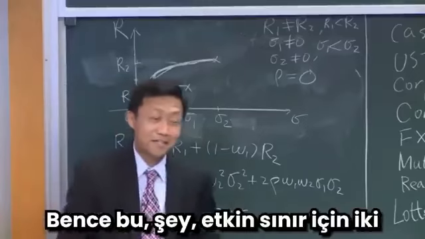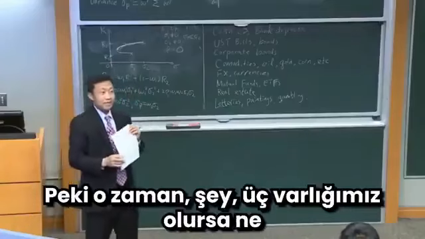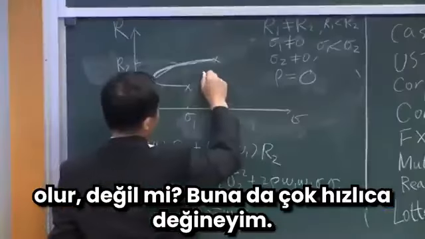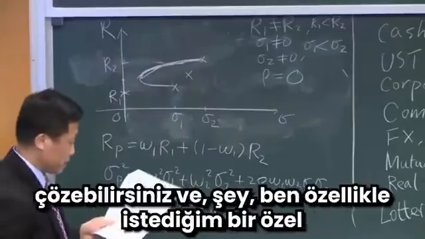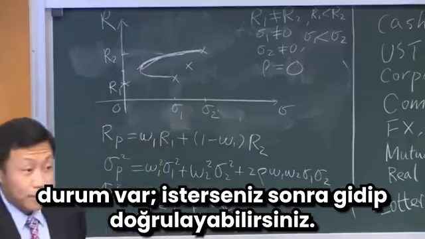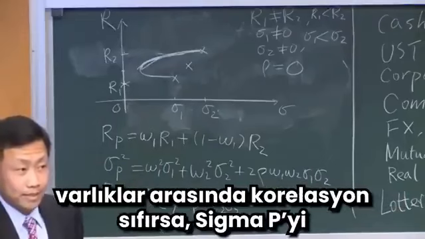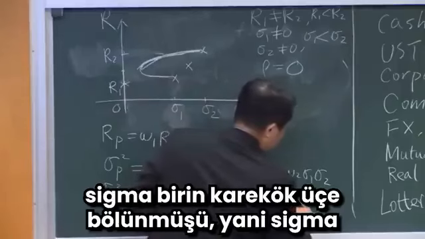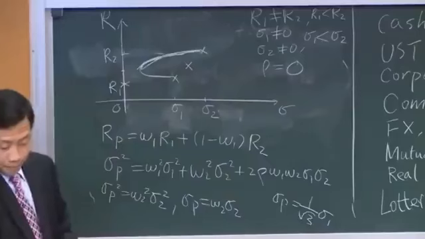I think that's enough examples of two assets for the efficient frontier. So you get the idea. Then what if we have 3 assets? Let me just touch upon that very quickly. If you have one more asset here, essentially you can solve the same equations. In the special case, you can verify afterwards, all the volatilities are equal, and there is 0 correlation among the assets, you're going to be able to minimize sigma p equal to 1 over the square root of 3 of sigma 1.